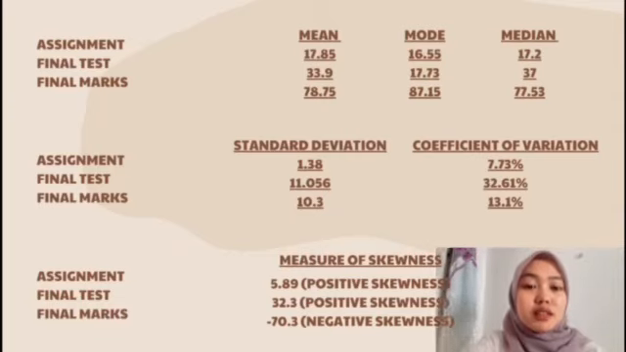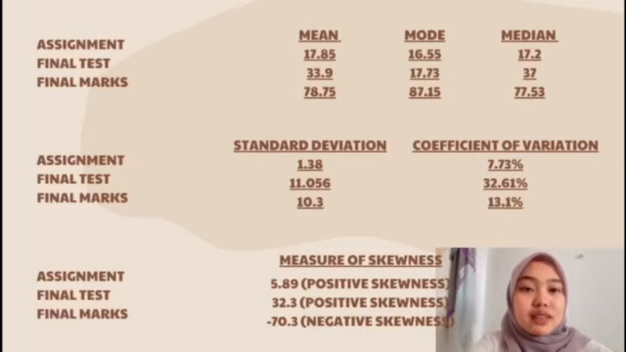Standard deviation of final test is 11.056 marks. About 68% of the data lie in the interval. 68% of students obtain 22.844 to 44.956 marks in final test. 95% of students obtain 11.788 to 56.012 marks in final test. 99% of students obtain 0.732 to 67.068 marks in final test.